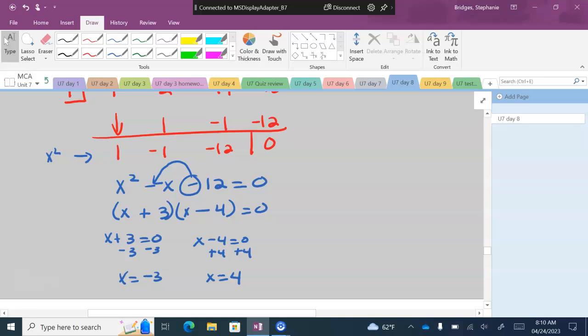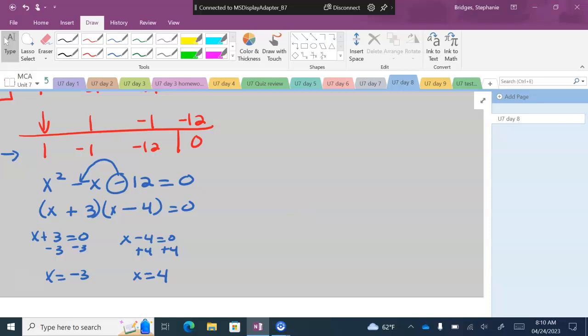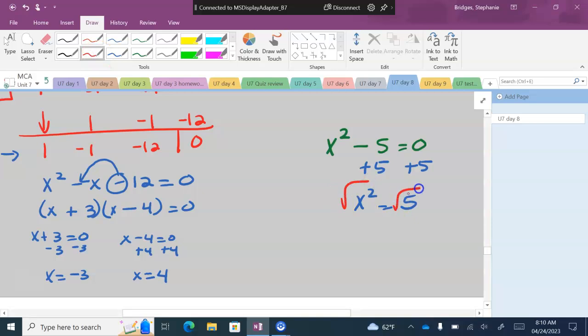Now, I want to show you something that could happen when you solve, and just talk to you about how to leave the answer. If I had x squared minus 5 equals 0, what I would do to solve this is add my 5 over. But this time when I take the square root, is 5 a perfect square? No. So I would just leave it as plus or minus the square root of 5. So if you get a radical that doesn't simplify, then just leave it under the radical.